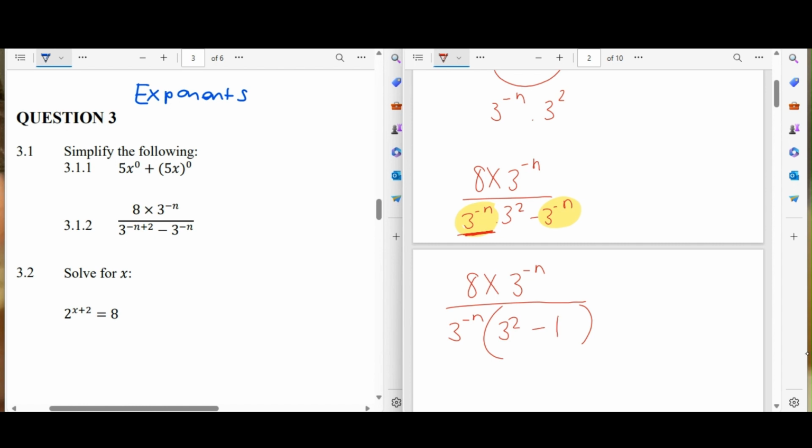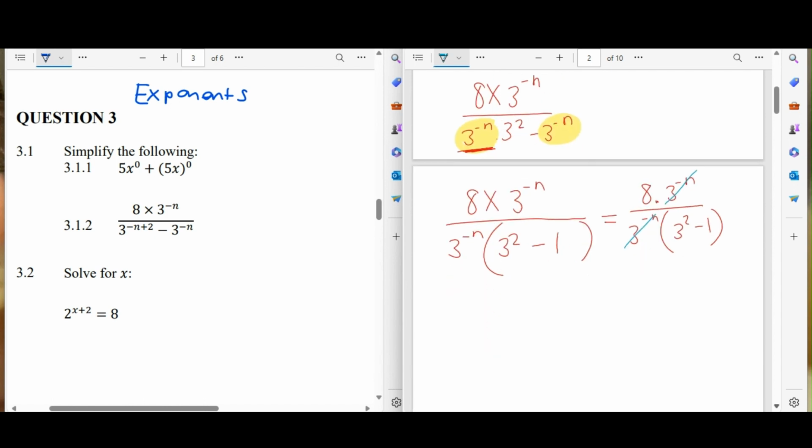The reason we've done that is we can then cancel. Because we're multiplying at the top, you could also write it as 8 times 3 to the negative n. That dot shows that we're multiplying. Then 3 to the negative n and the bracket. We can cancel these two: you can see here, 3 to the negative n, 3 to the negative n. You divide those two, we can cancel them.